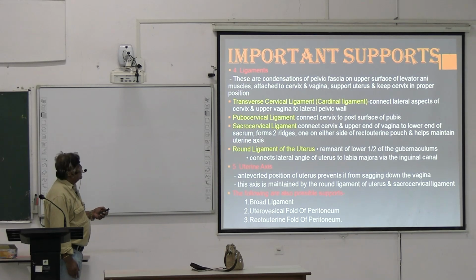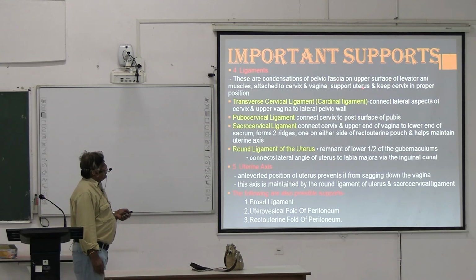Now, important supports: ligaments. These are condensations of pelvic fascia on the upper surface of the levator ani muscles attached to the cervix and vagina, supporting the uterus and keeping the cervix in proper position. Transverse cervical ligament, cardinal ligament, connects lateral aspects of the cervix and posterior upper vagina to the lateral pelvic wall.